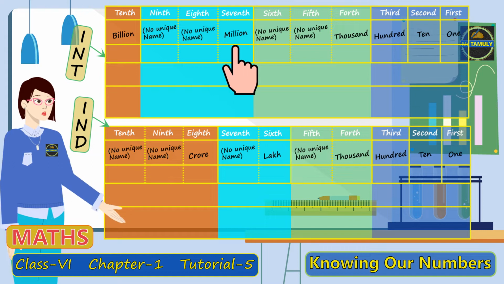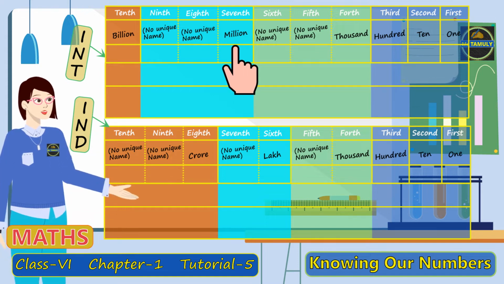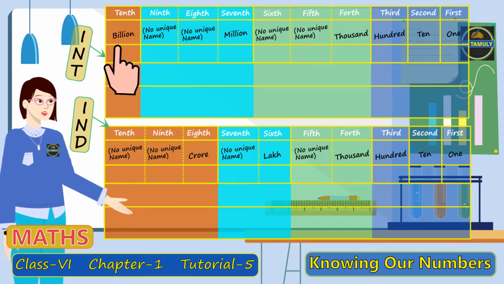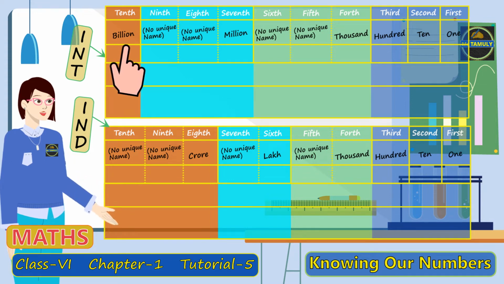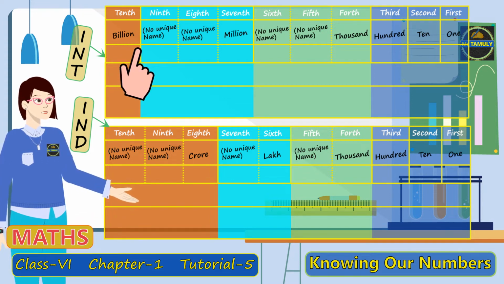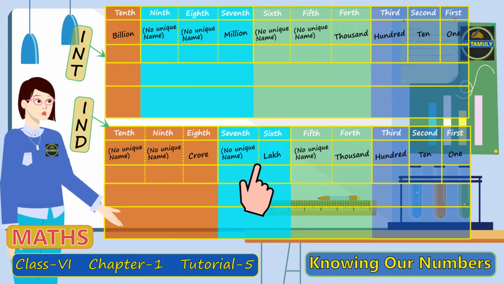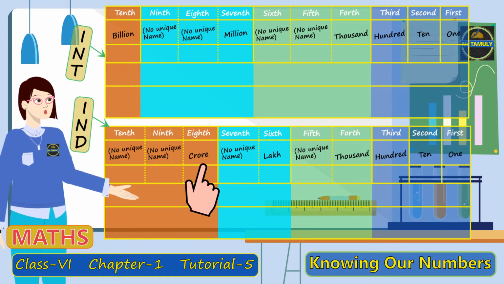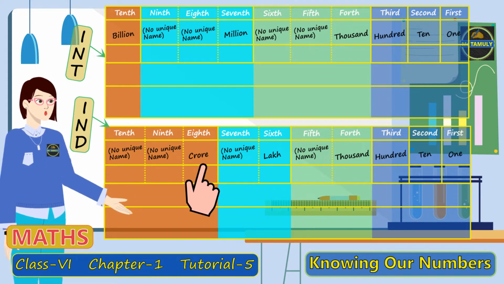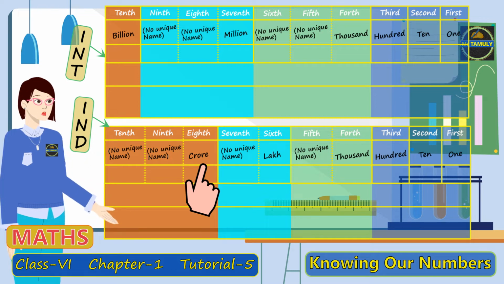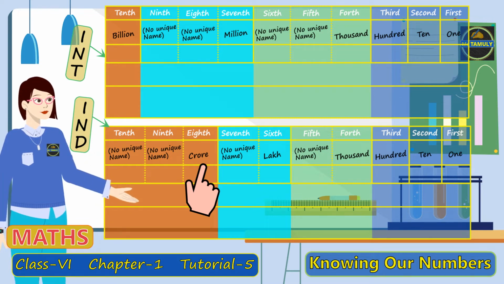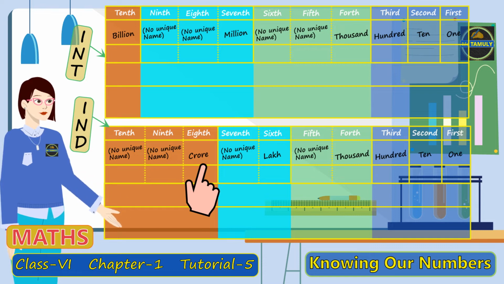Million is the name for the 7th position, and billion is the name for the 10th position. As you already know, in India we use the name lakh for the 6th position, and crore for the 8th position. This is exactly the reason why the international names of larger numbers are different from the Indian ones.